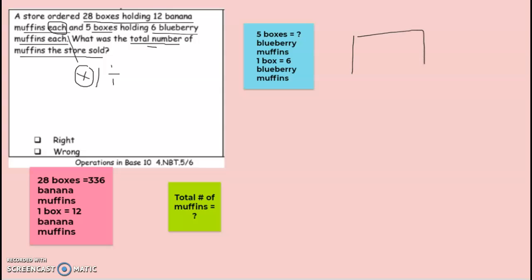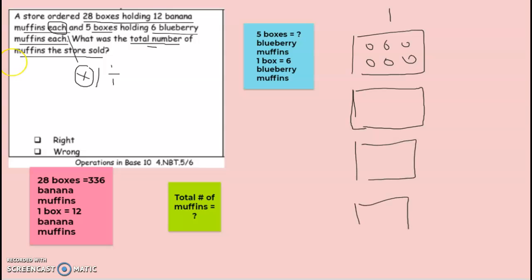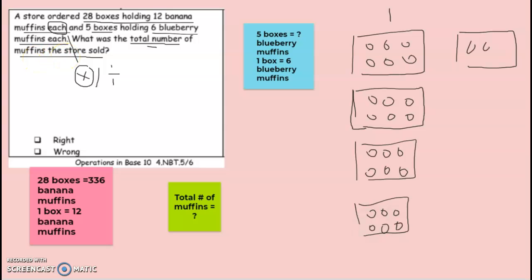So we know that each box holds 6 muffins. 1, 2, 3, 4, 5, 6. This is box number 1. We have 5 boxes of blueberry muffins. We want to find the total. That means we're going to draw 5 boxes. 1, 2, 3, 4, 5. And then we're going to have 6 of these muffins here, because each holds 6 muffins. Just to give you a visual of why we're multiplying.